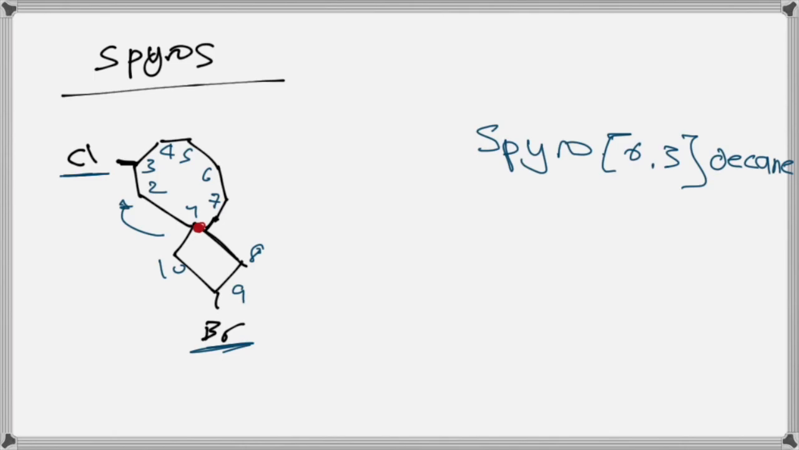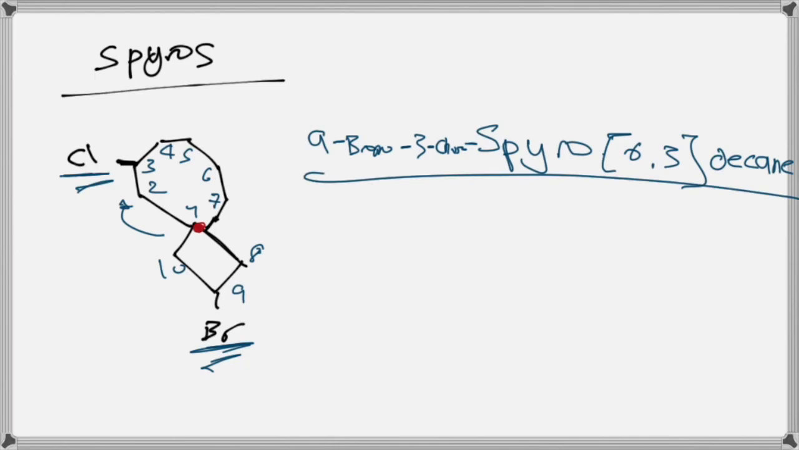And if we name our radicals right here, we're going to end up with 9-bromo-3-chloro-spiro[6.3]decane. Always remembering the B comes before the C, so that's why we put the bromo first.